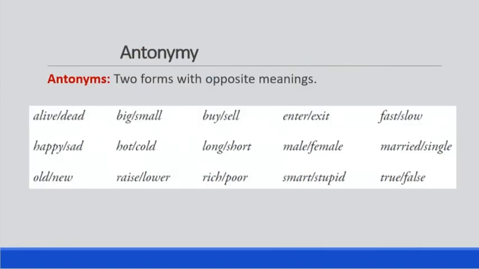Okay, that is a list of antonyms. Antonym refers to two word forms with opposite meaning. So antonym is the opposite of synonym. With synonyms, two words mean similarly. With antonyms, two words mean differently. Okay, you can read later.